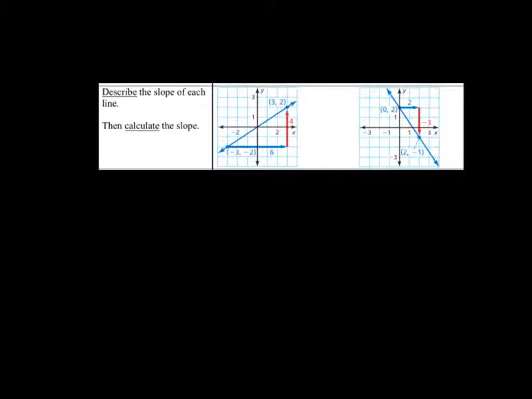So let's go ahead and look at a couple of examples. So in these 2 examples, it's asking me to do 2 things. It's asking me to describe the slope, which, remember, describing just means tell if it's positive, negative, zero slope, or undefined. So let's go ahead and look at this first one. I see that this line is sloping up from left to right. Therefore, this has a positive slope. Okay, so that's my description. Then it asks me to actually calculate my slope.